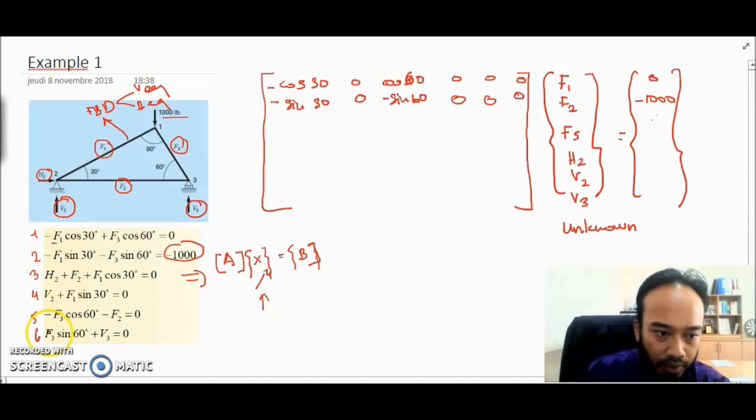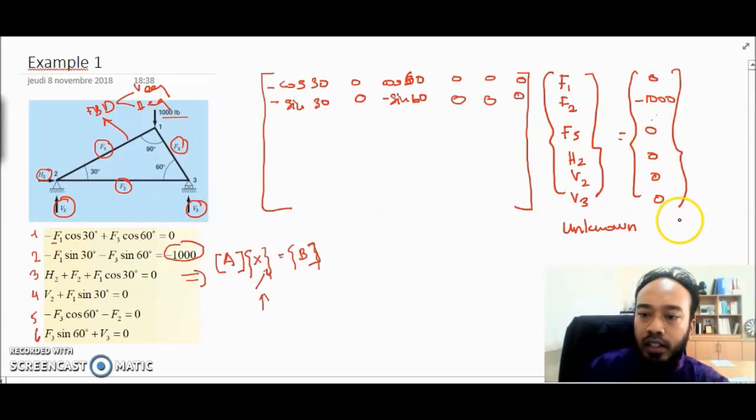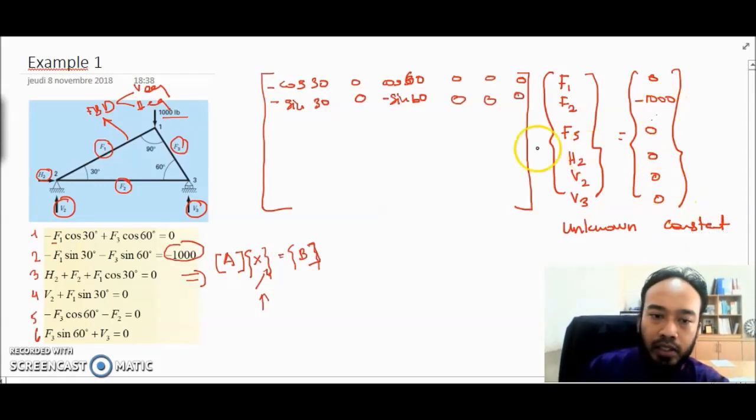And then we can easily continue. For example, here we can see that all the constants are 0, 0, 0, except for the second equation. So the rest are also 0, 0, 0, 0, 0 for the constant column matrix. And then we're going to continue with the third one.